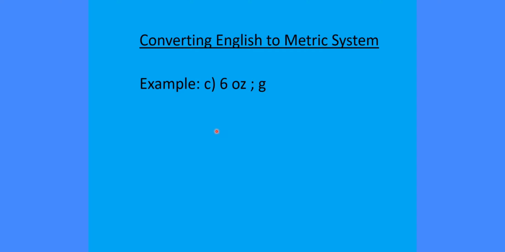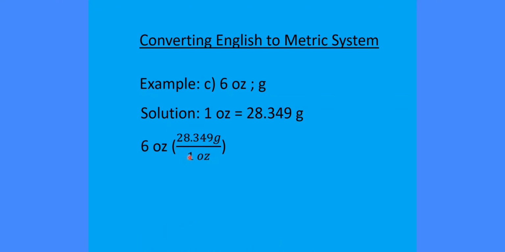Example C. 6 ounce will be converted into gram. Solution. 1 ounce is 28.349 grams. So the given value 6 ounce will be converted by the ratio 28.349 grams over 1 ounce. The unit ounces will be cancelled out. Then we will multiply 6 and 28.349. Then copy the remaining unit gram, then over 1. The result is 170.094 grams.